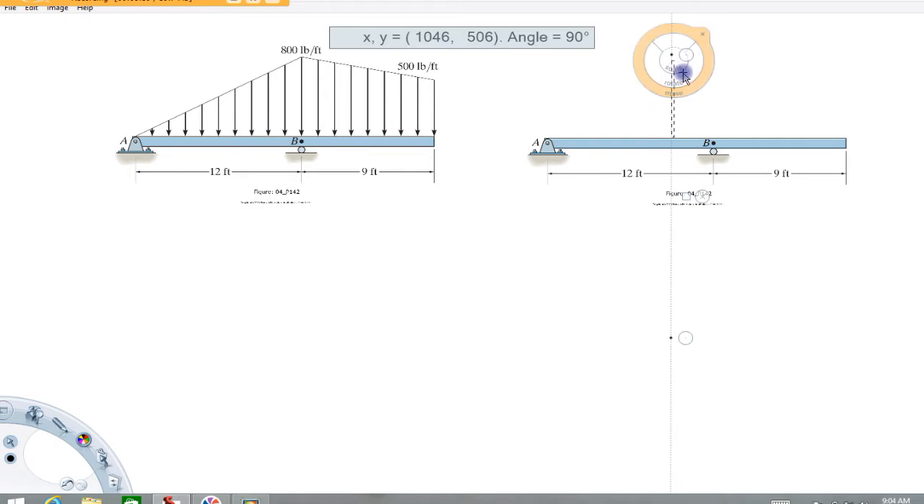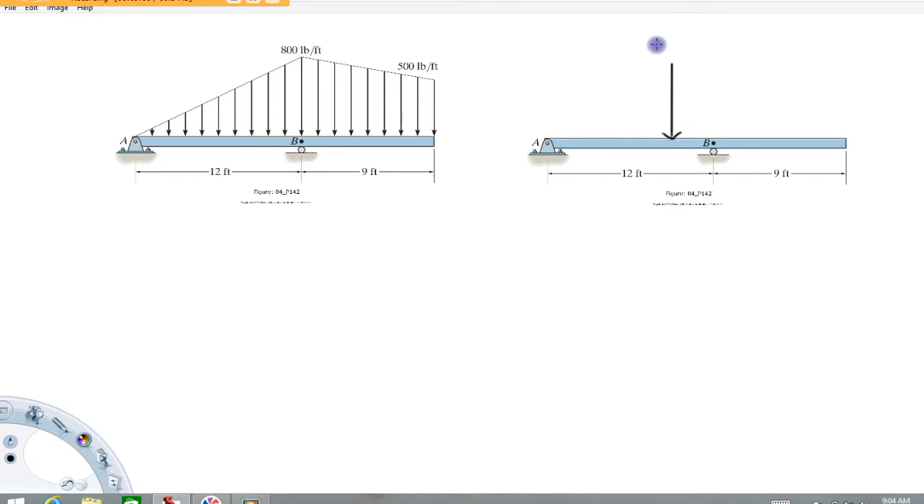So I'm going to go ahead and draw a single force vector. I'm going to call that just F1 for a moment and write out what it's equal to over here, where F1 is equal to, we need this area right here. And because that's a triangle, the area is going to be 1/2 times 12 feet times this distance, which is 800 pounds per foot.